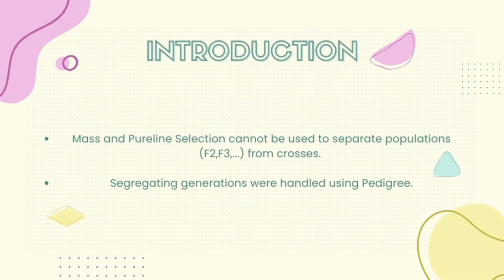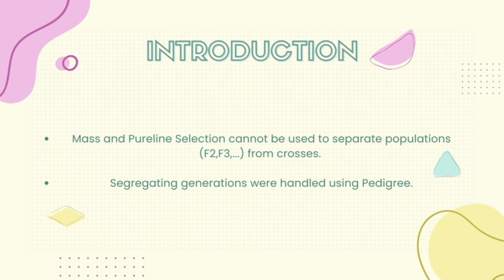Mass and pure line selection cannot be used to separate population F2, F3 from crosses. It is because mass selection relies on the observable performance of individuals for one or more traits. In segregating generations, the expression of traits is highly variable due to genetic recombination. It is difficult to accurately assess the performance of individuals when there is a wide range of genetic combinations.